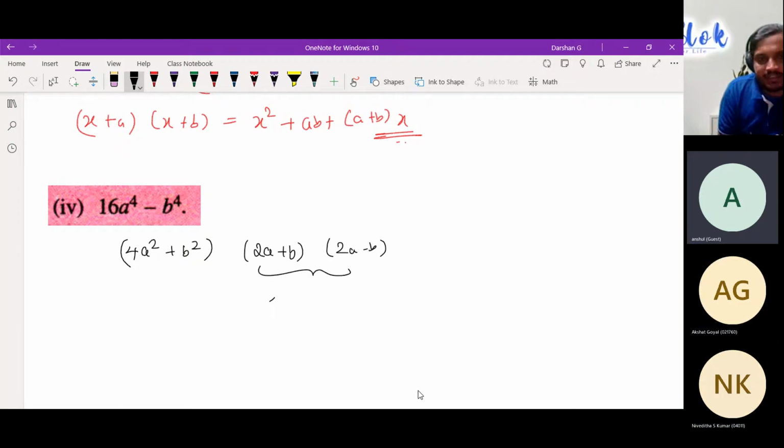Because this last part is nothing but a part of 2a square minus b square. And we have just done it one more step. So if you do it till here, you'll get half. If you do it till here, you'll get full marks. Next question. Next type of question.